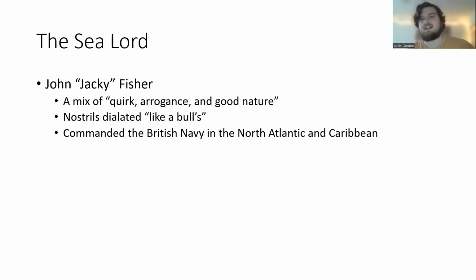Less important, but I like some of the characterizations of him in terms of thinking about this masculinity and this British manly superiorness. They talk about the Admiral John Fisher having nostrils dilated like a bull's. You know, that's a very overt image of strength and power if I've ever seen one. You know, if you want to be terrifying to your enemies, it's pretty good to be perceived as a bull.